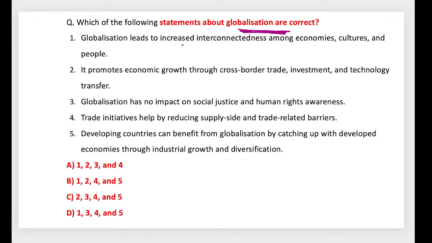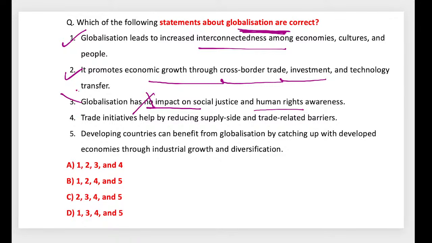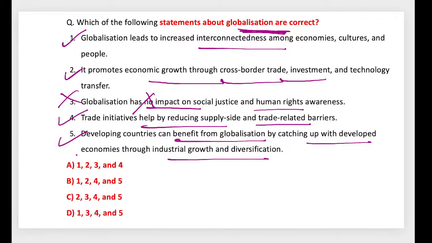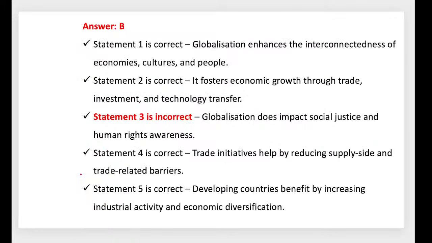Globalization leads to increased interconnectedness among the economies, culture and people. 100% true. Another statement: it promotes economic growth through cross-border trade, investment, technology. Again true. The third statement: globalization has no impact on social justice and human rights. It does, so this is wrong. The fourth statement: trade initiatives help by reducing supply side and trade related barriers. Yes. Developing countries can benefit from globalization by catching up with developed countries through industrial growth, innovation and diversification. Yes. 1, 2, 4, 5 means option B will be the right answer for this particular question.